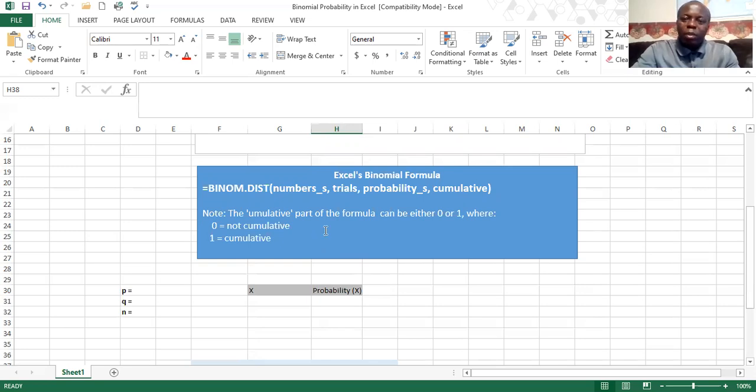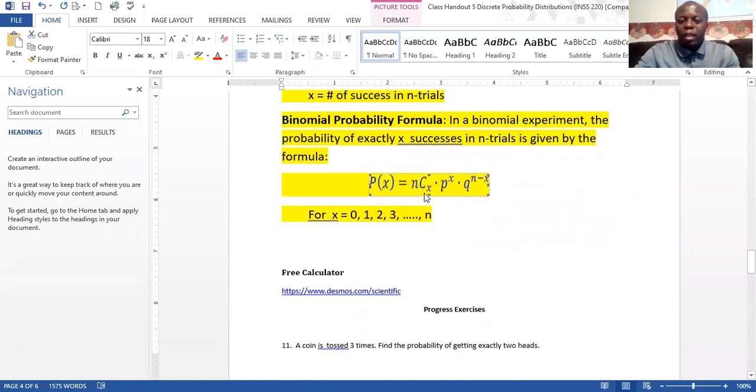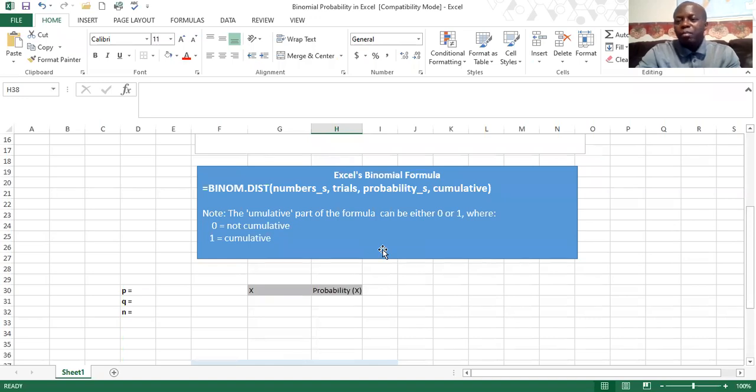Now, this is a problem that you can solve using a binomial formula. Let me show you how it looks. If you remember, the binomial formula is P(x) equals n combination x times p to the power x times q to the power n minus x, for x equals 0, 1, 2 to n. This formula will take you a longer time to use. Using it to solve this question will take you up to 20 minutes, I believe, or more. But with Excel, it will take you maybe 2 minutes.